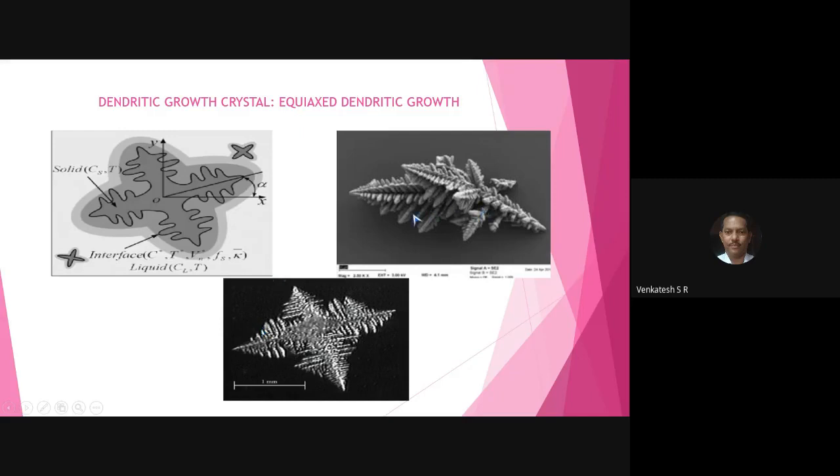See how the growth of the crystal takes place in liquid. All of you observe here. These are the actual photographs using SEM, scanning electron microscope. These two photographs indicate the growth of the crystal. Dendritic growth. That is how the crystal is formed in the liquid metal.